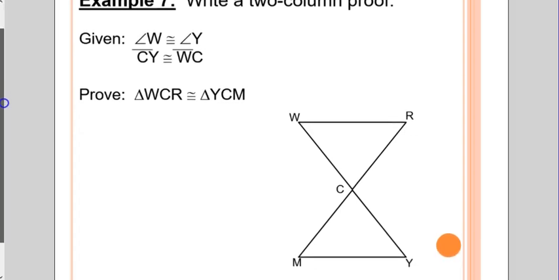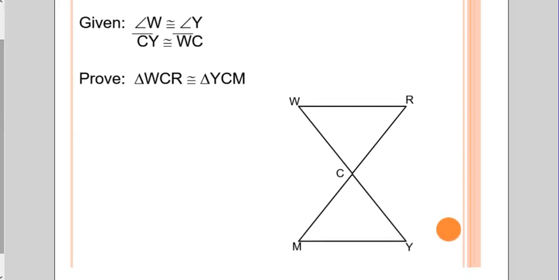Number 7, what do we know? We know this angle here and this angle here are congruent. Okay? We also now are given that angle W is congruent to angle Y. And CY, which is right here, is congruent to WC. ASA. You know that there's going to be a rule that works. Okay? There's not going to be any not provable here. We're proving that.